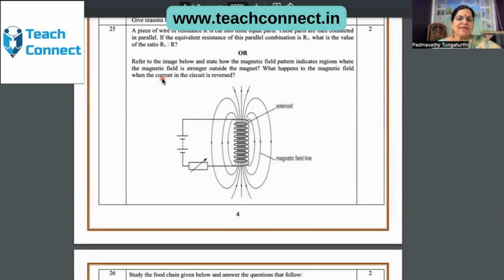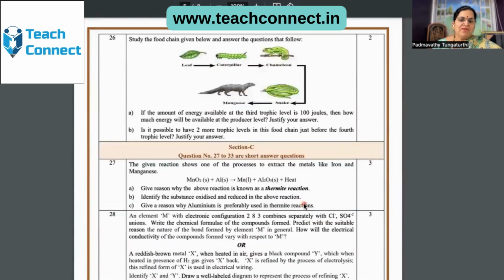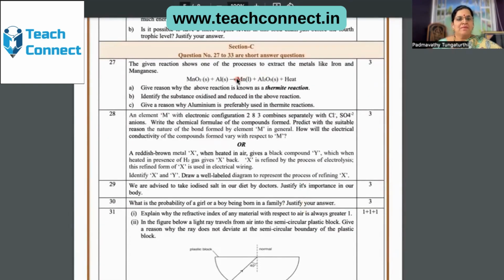What happens to the magnetic field when the current in the circuit is reversed? We know where the north pole is and where the south pole is. The field lines move from the North Pole to the South Pole. That is a fact which we have learned. Now, if the current is reversed, the direction of the magnetic field also will reverse. This we have learned. Looking at the diagram, that is what competency-based education is, wherein we focus on what is being learned. Now, the next question is from Section C.